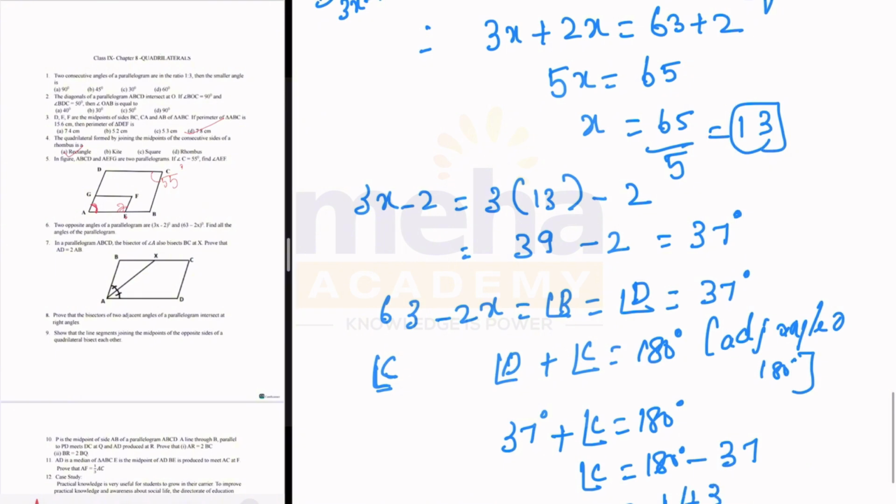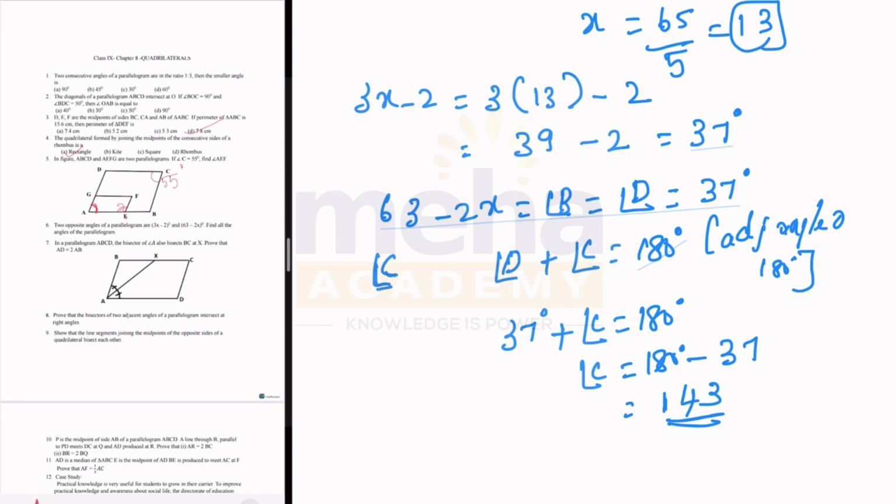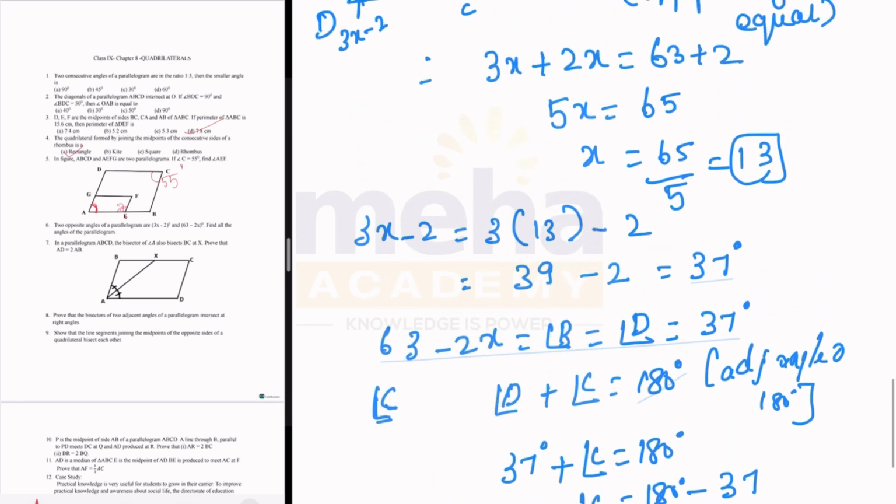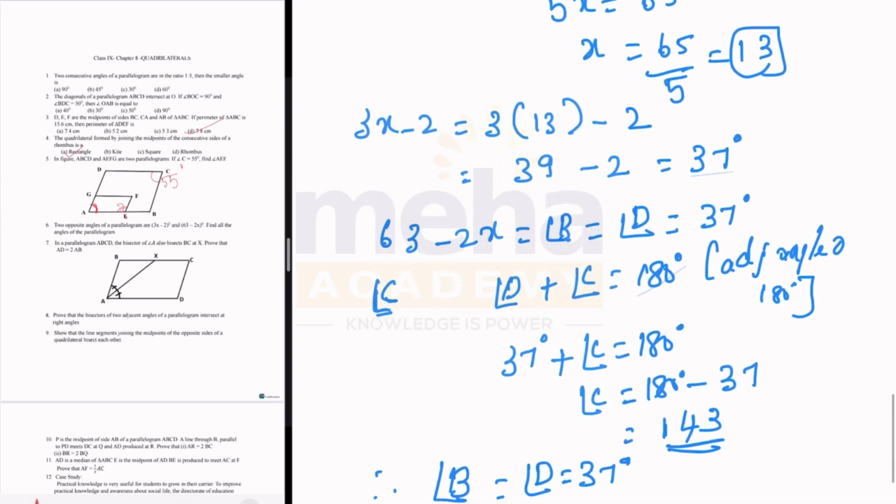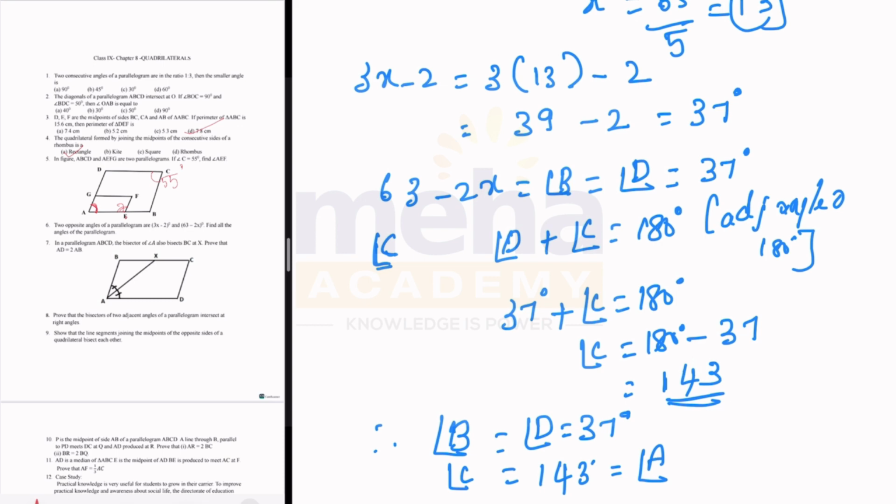So if angle C is 143 degrees, therefore angle B, which is opposite to angle D, is 37 degrees, and angle C is 143 degrees, which is opposite to angle A. So these are the angles of the parallelogram ABCD.